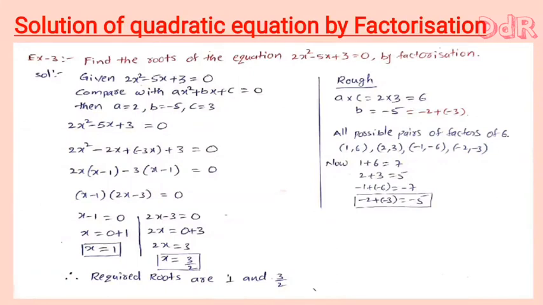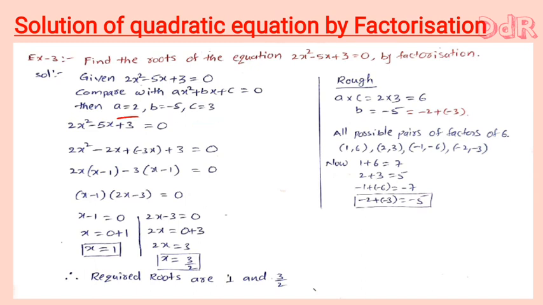So let us start the factorization method. See here, example 3: find the roots of the equation 2x square minus 5x plus 3 equals 0 by factorization. We know very well the number of zeros of this quadratic equation is 2, so we are going to get two zeros. How do we find the roots by factorization method? First, compare with the standard form of a quadratic equation: A value 2, B value minus 5, C value 3.